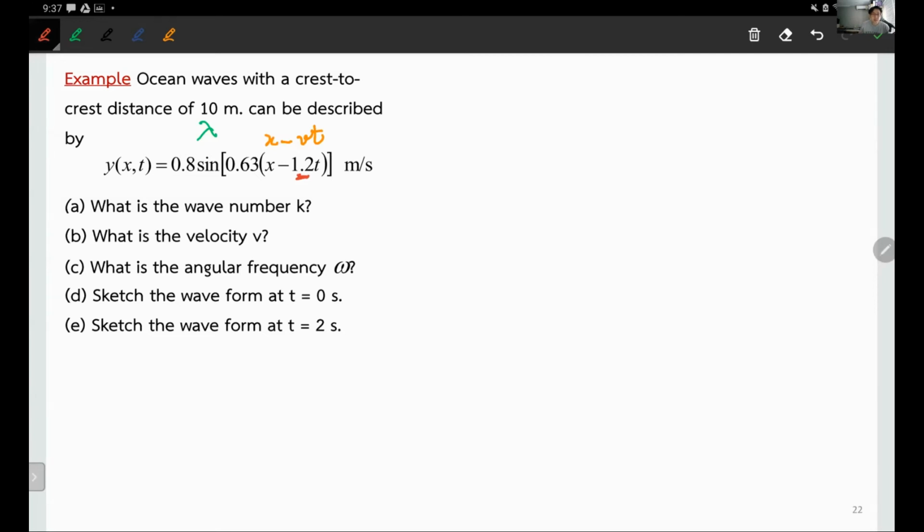A, what is the wave number? k is 2 pi over lambda. So it's 2 pi over 10. That's it. Done. That's the wave number. What is the velocity of this wave? You can just read it out. The v is just 1.2 meters per second. Okay, I can write down the units as well, just to make things clear here. What is the angular frequency, guys?